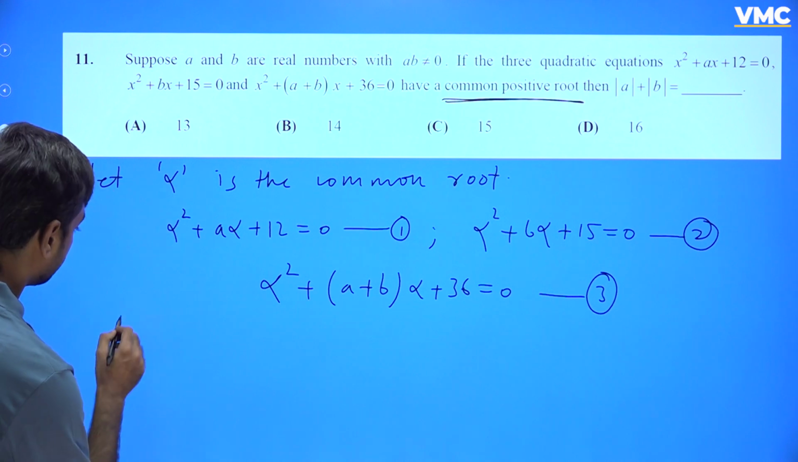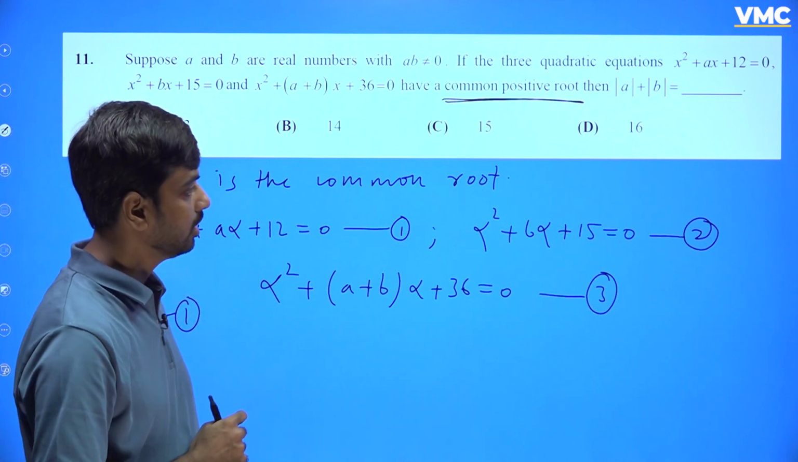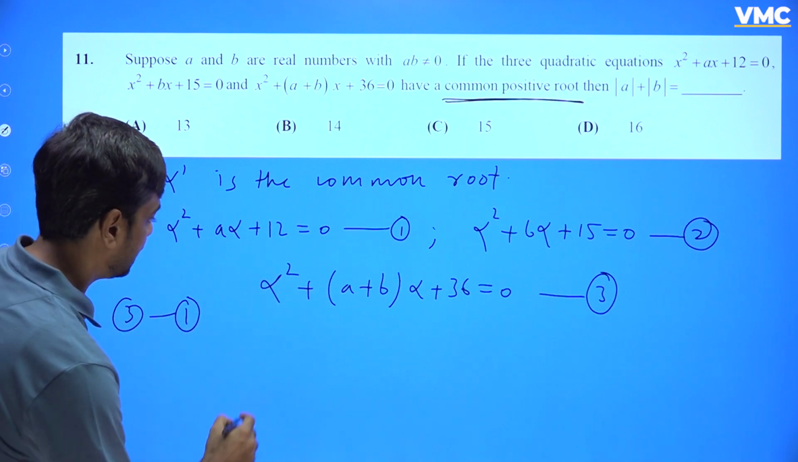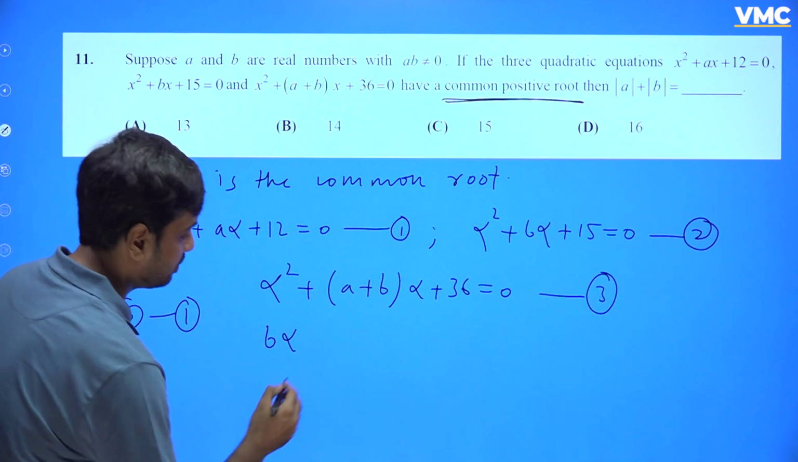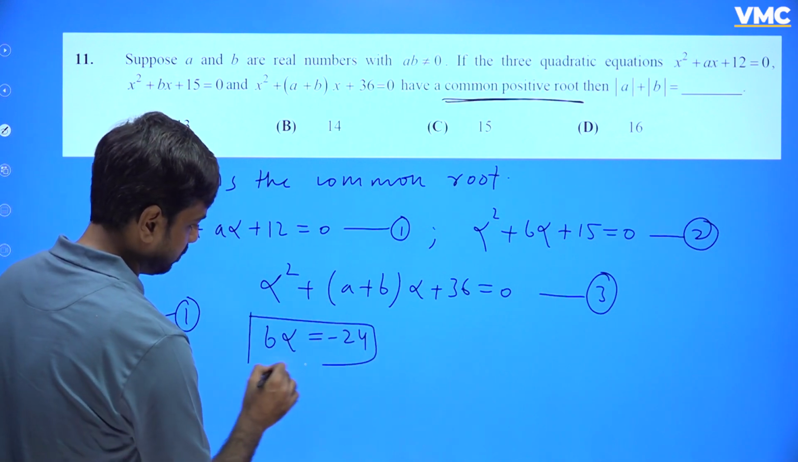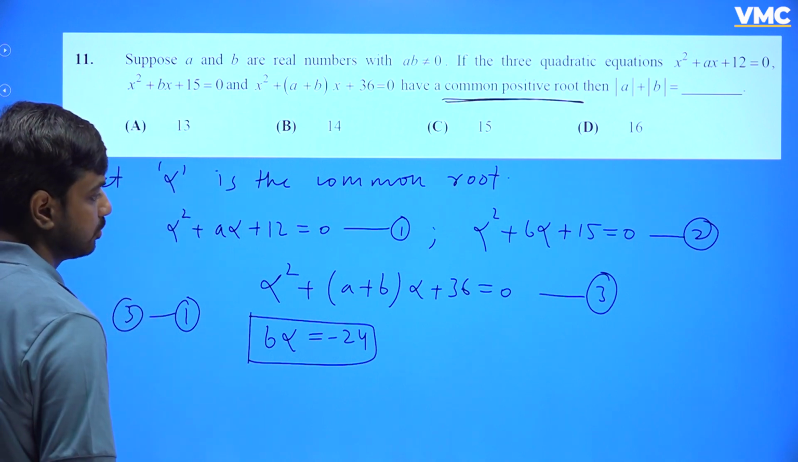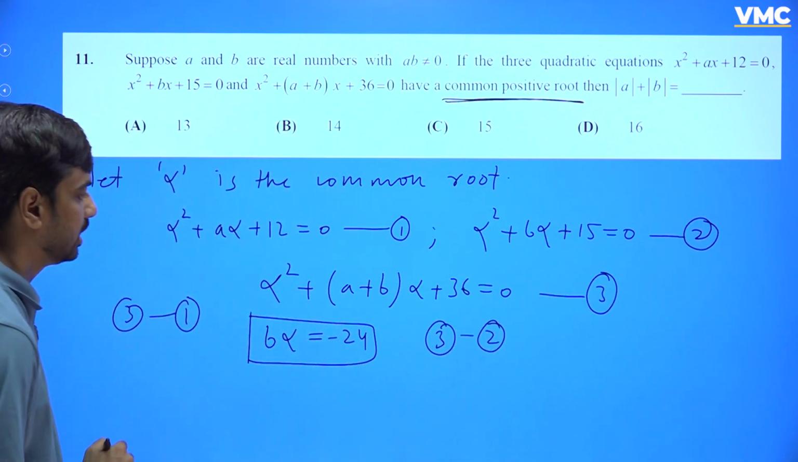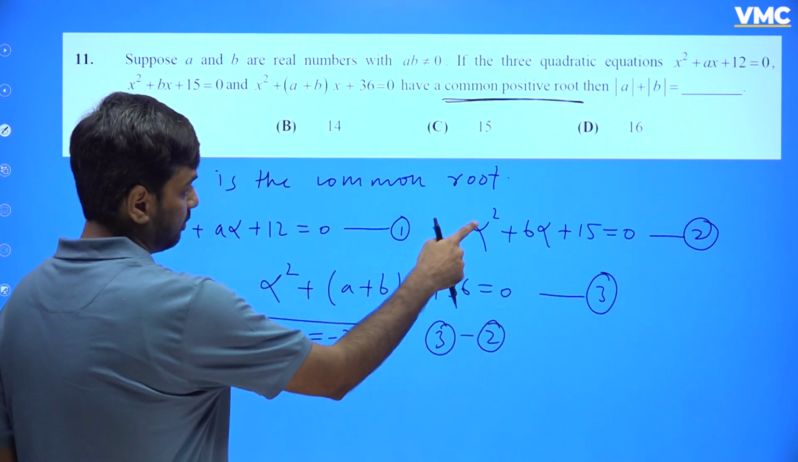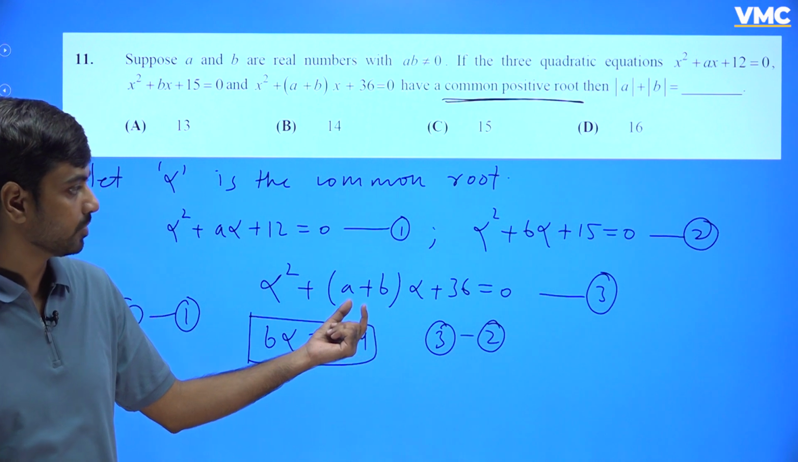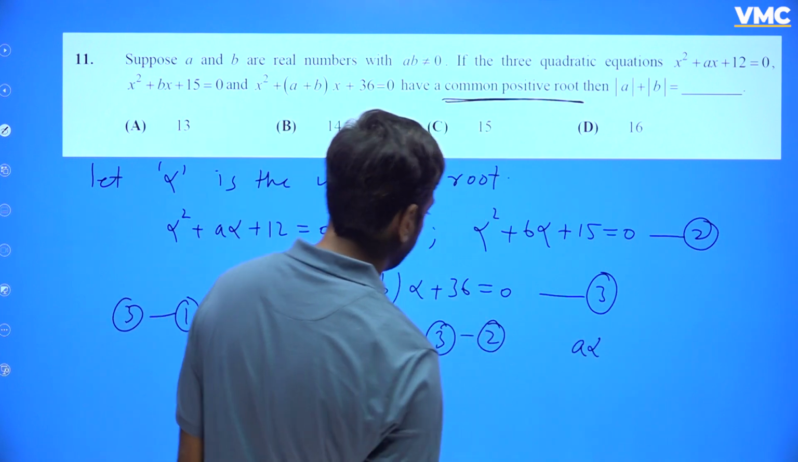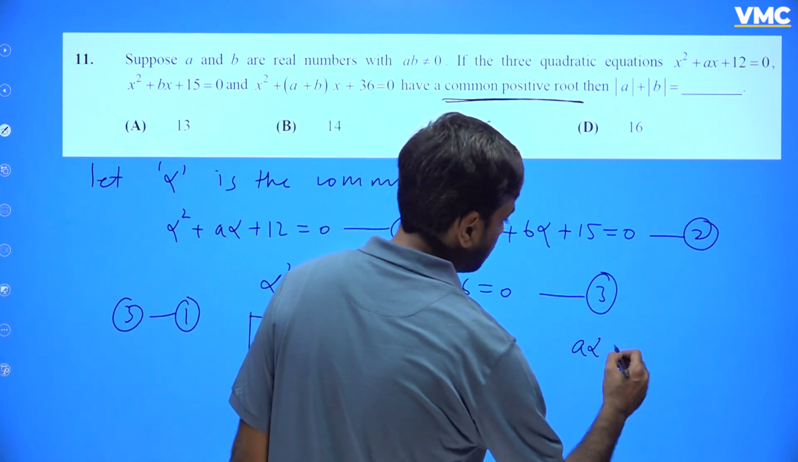Now I'm going to subtract equation 1 from equation 3. When I subtract equation 1 from equation 3, alpha square will get cancelled out, a alpha and a alpha will get cancelled out, and we have b alpha, and 36 minus 12 is 24. So b alpha plus 24 equal to 0. When I bring this minus 24 to the right, we have b alpha equal to minus 24. Similarly, when I subtract equation 2 from equation 3, alpha square will get cancelled out, b alpha and b alpha will get cancelled out, and we have 36 minus 15, that is 21. So we are left with a alpha equal to minus 21.